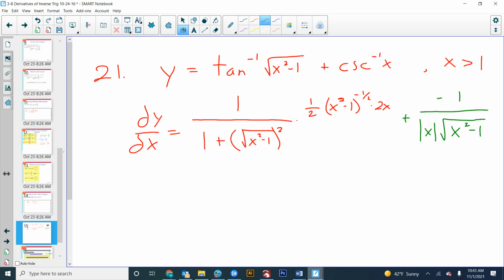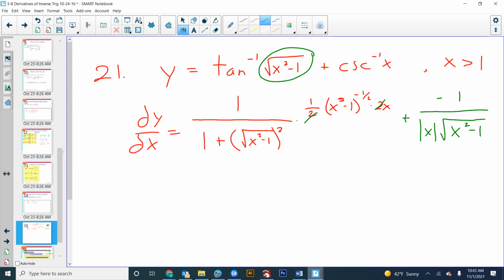Did you guys get that far? I'm getting blank stares. All right, let's go through it. Ready? Tangent inverse. It's 1 over 1 plus u squared times du dx. The derivative of this is a chain rule. 1/2 comes down. Leave the inside alone. Subtract 1 from the exponent. Times the derivative of the inside. Yes?